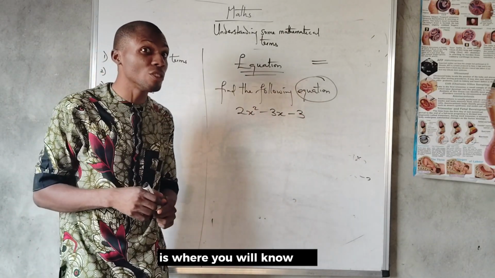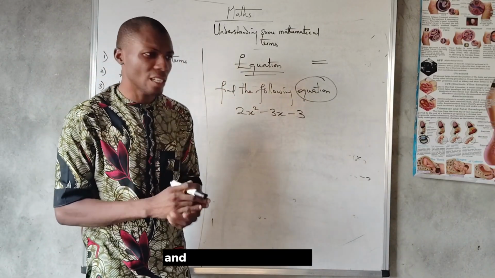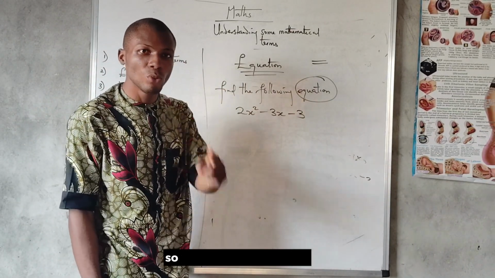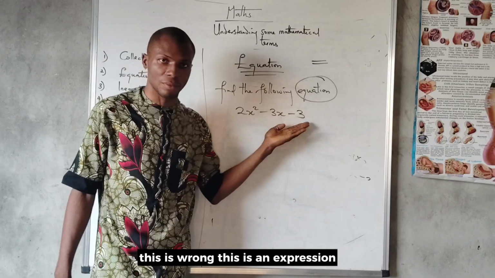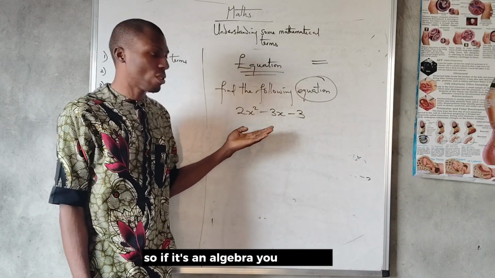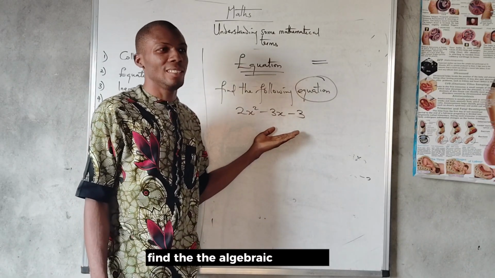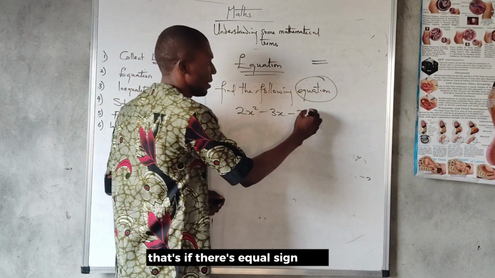That is when you will know the real mathematician. You come and they say find the following equation, and there's no equal sign. So you will now know, oh, this is wrong. This is an expression. When something is not an equation, it's an expression. So if it's algebra, you will say, okay, find the algebraic equation. That's if there's an equal sign here.